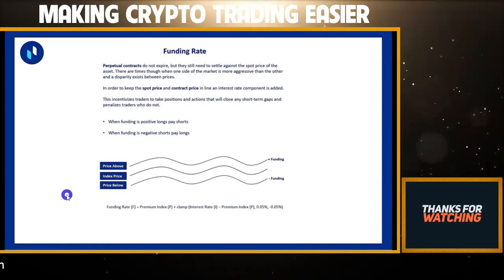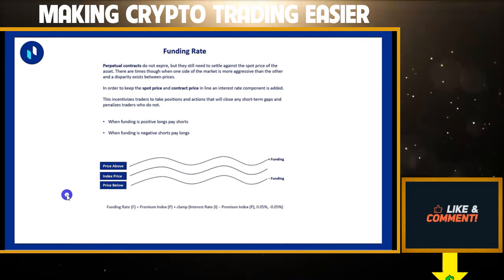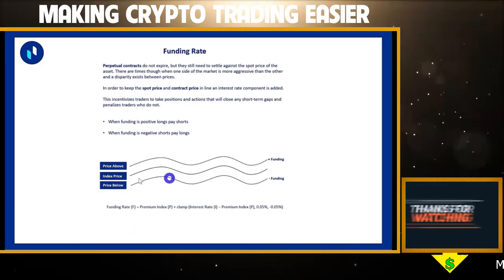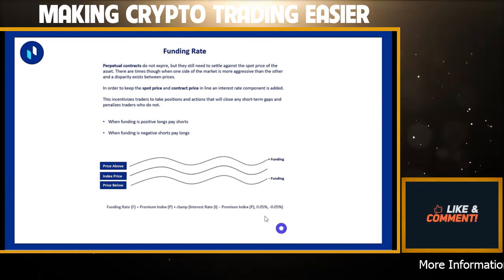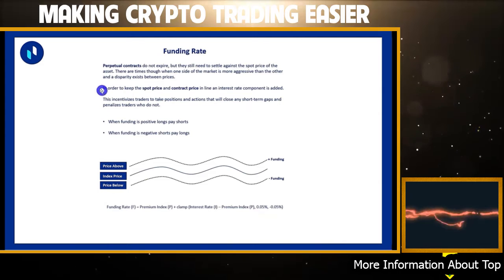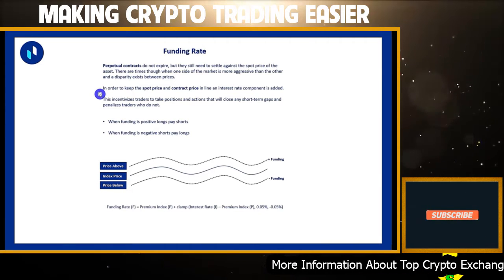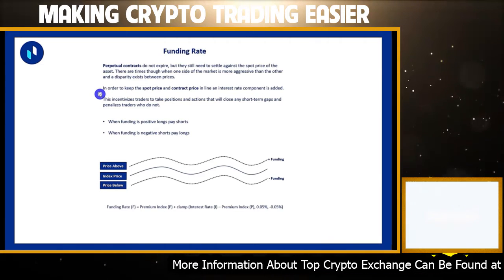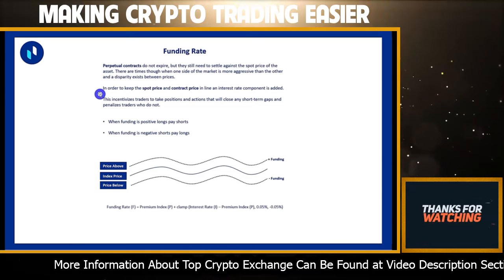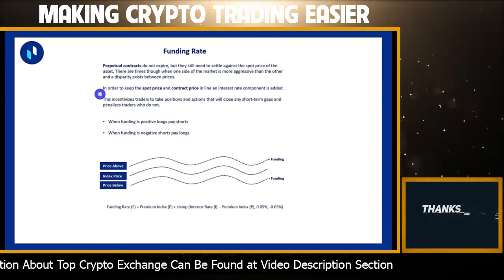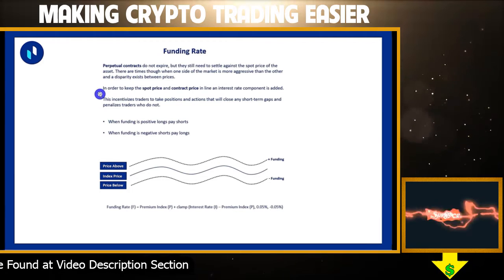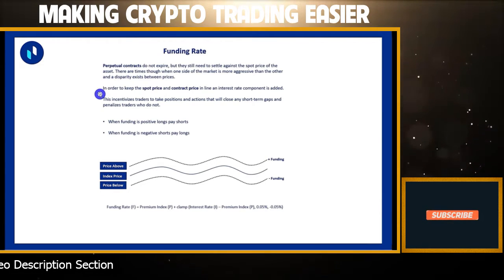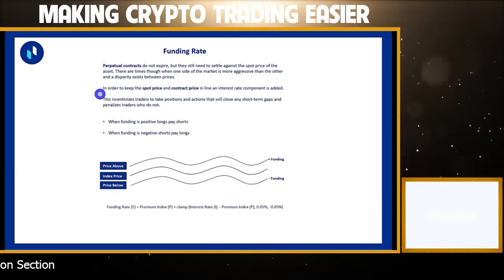This is not the same interest rate component that is talked about in the actual formula for deriving the funding rate, which I've put down here below, which takes into account a different interest rate, the interest rates between USD and Bitcoin. But there are times when the market is trading with a slight premium or a slight discount in relation to the spot price, and the funding rate is used to incentivize traders to take positions and actions that will close any short-term gaps, and it penalizes the traders who do not.